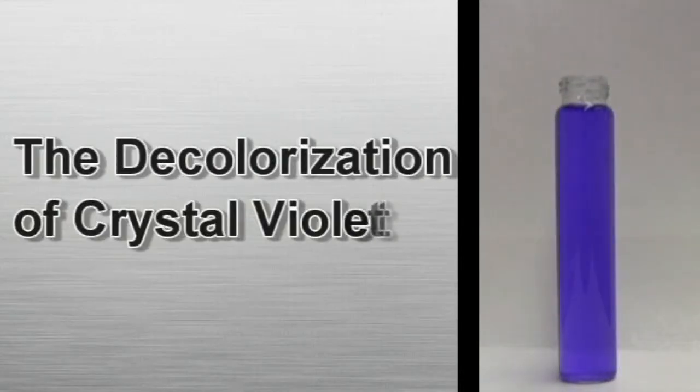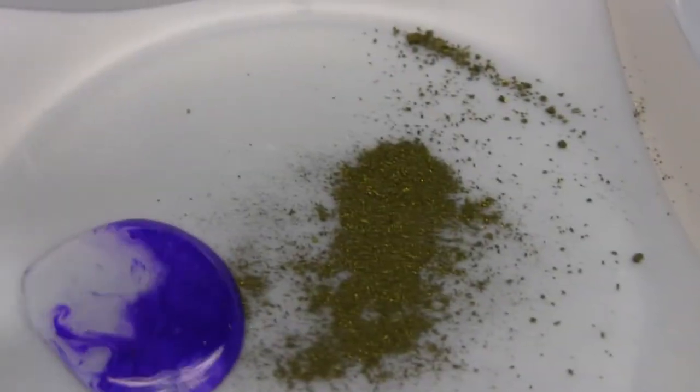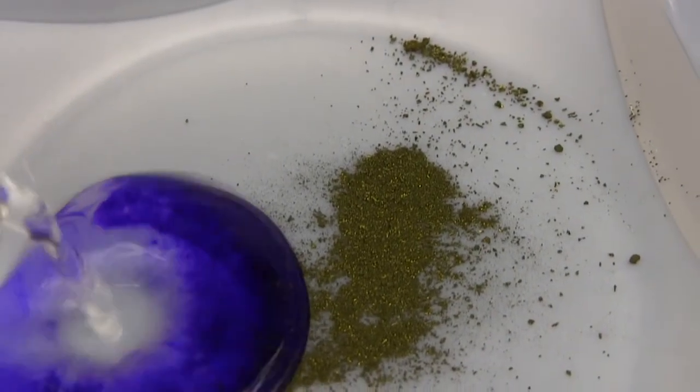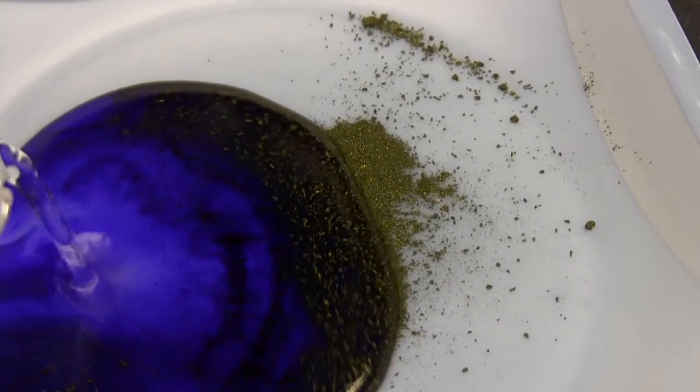So we're going to discuss the decolorization of crystal violet. But first, maybe we should talk about what crystal violet is exactly. It's a chemical that appears to be a dark greenish yellow powder, but when we mix it with water, it turns into a vibrant violet solution.